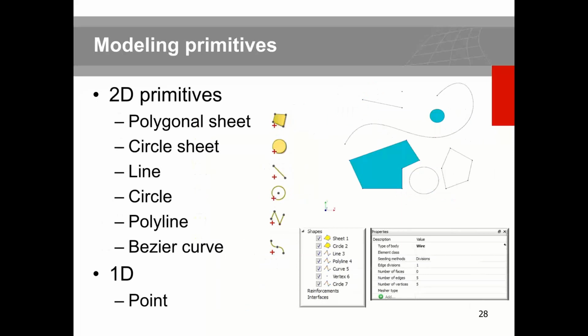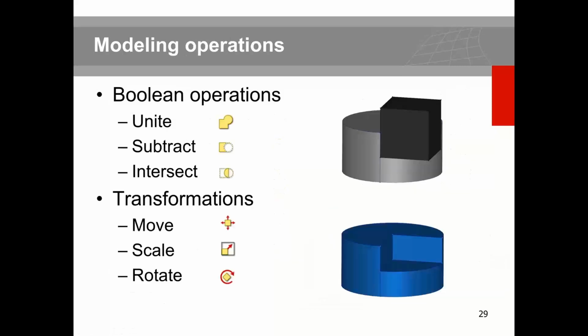Of course, it's not limited to 3D. You also have that in 2D and 1D. So you can generate a polygonal sheet, a circle sheet, a line, a circle, a polyline, a Bezier curve, and of course the lowest entity that you can generate is a point. At every moment, you have access to the shape you have generated from your geometry tree. And from the property box, you can access more in-depth information about the geometry entities that you have generated. So it's always good to keep an eye on that to see what has been done.